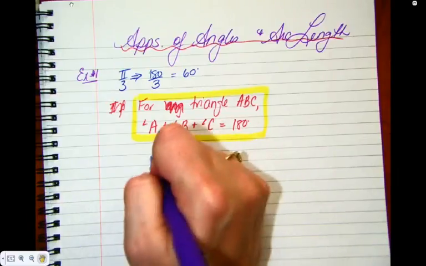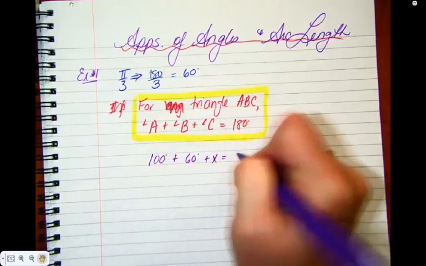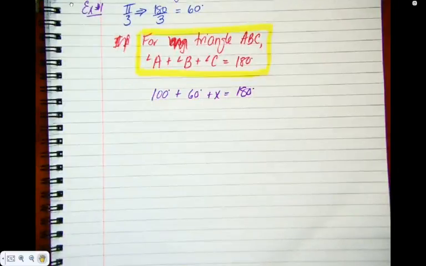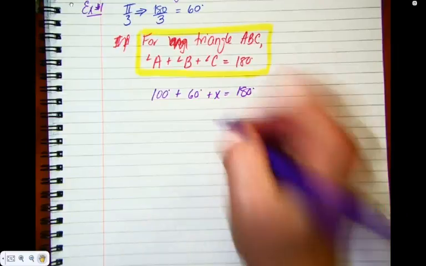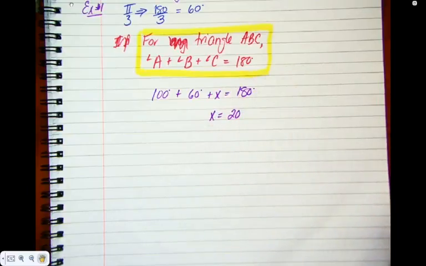So that means that 100 degrees plus 60 degrees plus x has to equal 180. 100 plus 60 is 160, subtracted to the other side, 180 minus 160 is 20 what? 20 degrees. There's application number 1, taking what you already know about triangles, just throwing radian measure into it.